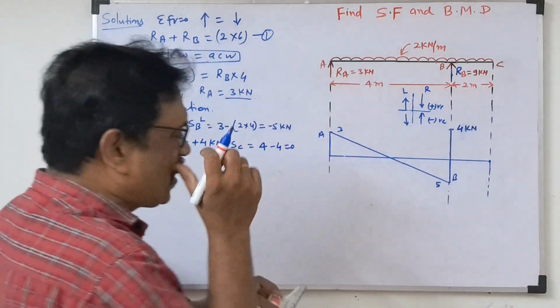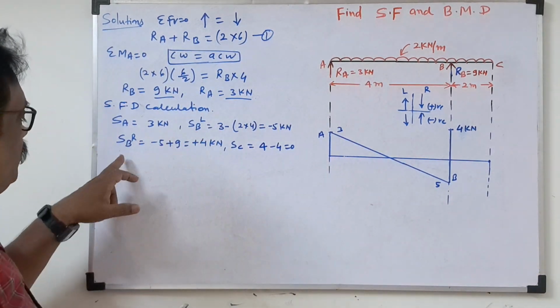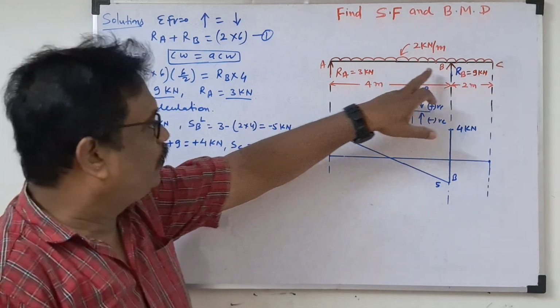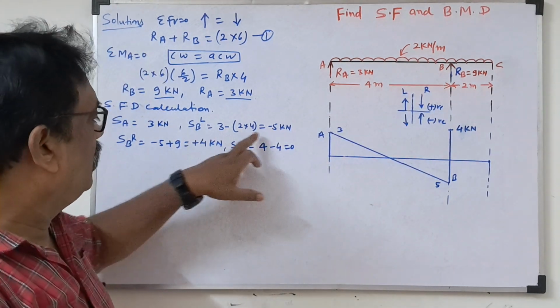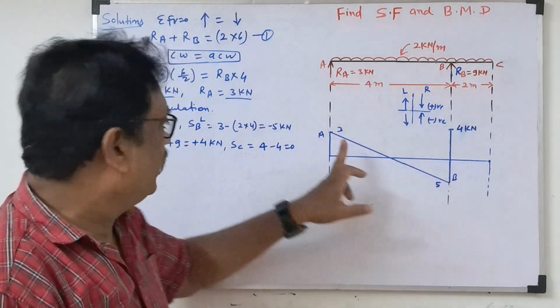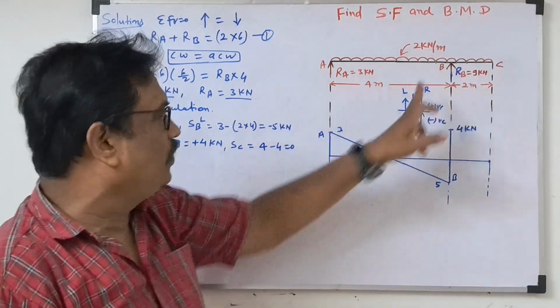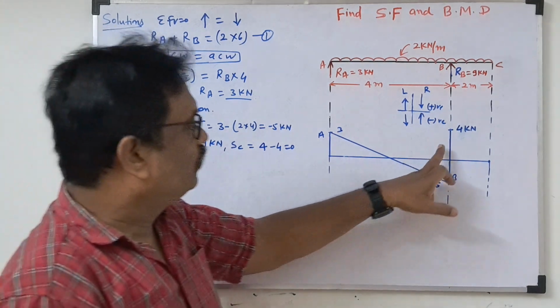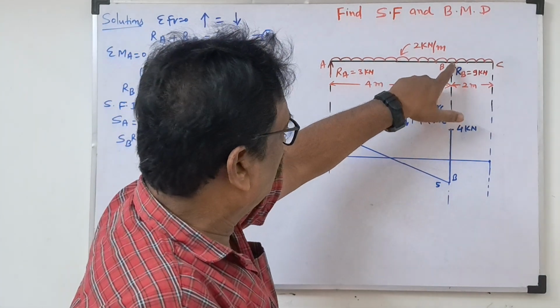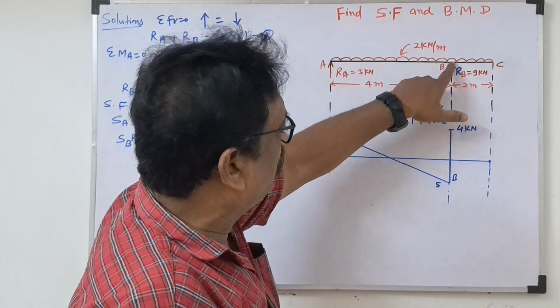So now you look here. Why are you taking SBL and SBR? How are we differentiating? SBL, once we are taking SBL, before this point B, minus 5. And again at the same point, a vertical force is there, SBR 4 kilonewton. So this way, here you are seeing UDL also acting and point load also acting.